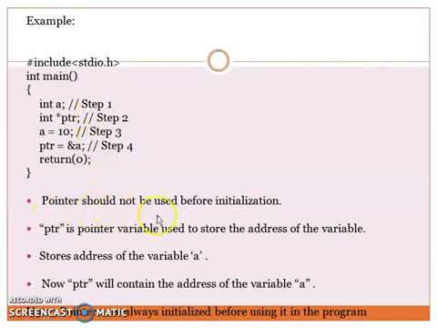Some of the points we have to note when declaring a pointer variable. A pointer should not be used before initialization, and a pointer is a variable that is used to store the address of another variable. So in this example we are using the pointer variable to store the address of the variable A. After that, the pointer variable will contain the address of the variable A. And one more important note, pointers are always initialized before using them in the program.